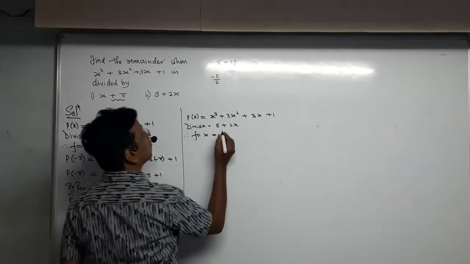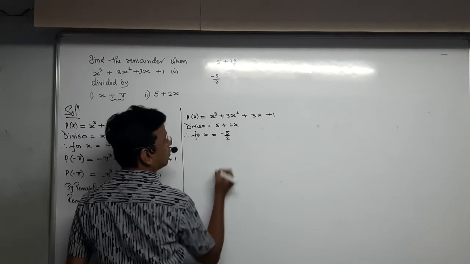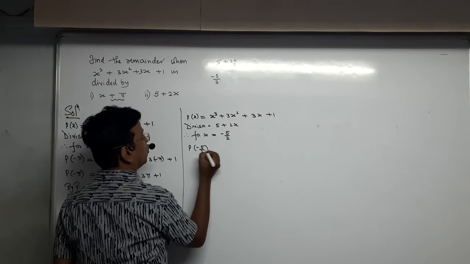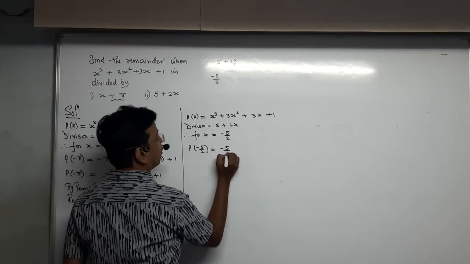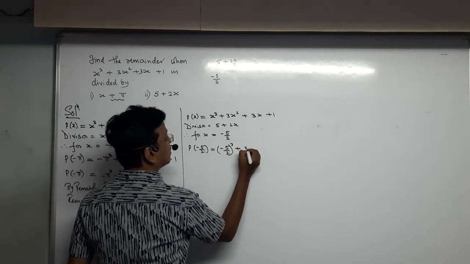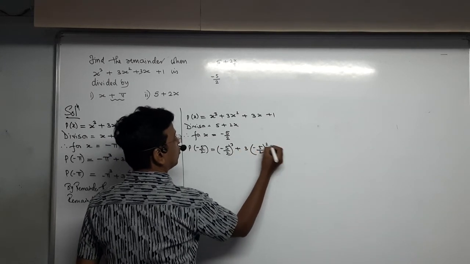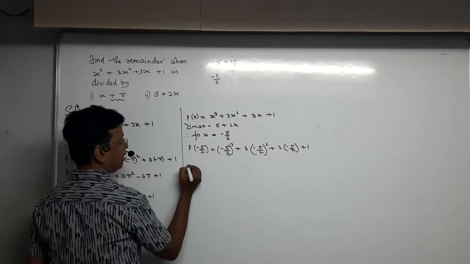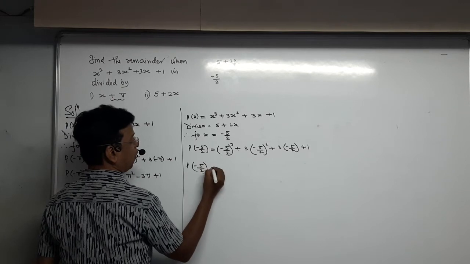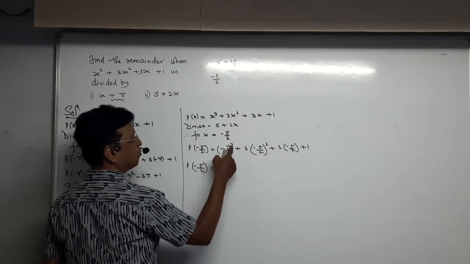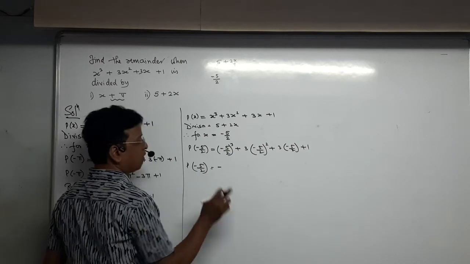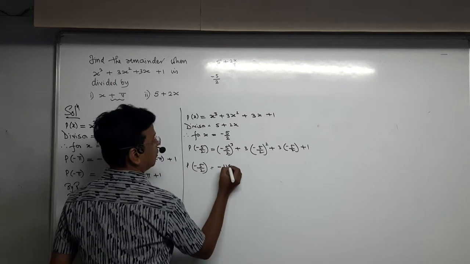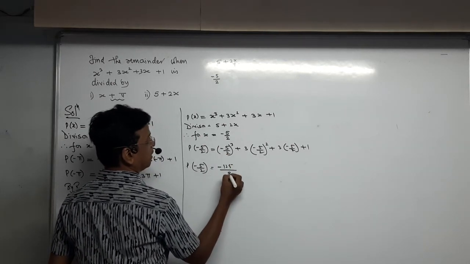For x is equal to what will we get? -5/2. Now it is simple. P of -5/2 will be -5/2 the whole cube plus 3 into -5/2 the whole square, plus 3 into -5/2 plus 1. Now again the same thing, the cube will be applicable to all. -5 cube, this is cubed, odd number, so this will be minus. 5 into 5 into 5 is? 125. Very good. 125. 2 into 2 into 2 is 8.